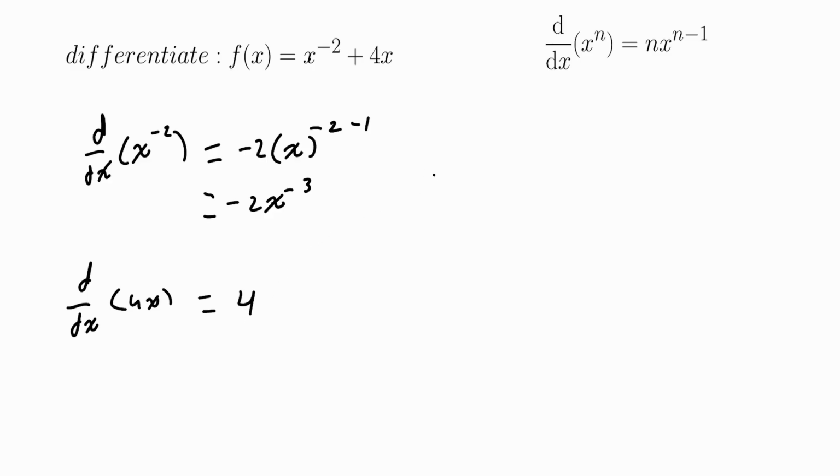And so if we bring it all together, we have f prime of x, which again is just the derivative, is equal to negative 2 times x to the negative 3 plus 4. Now, you can leave this as the final answer, and that's perfectly fine. But if you want to simplify it, we can turn our negative exponent into a positive exponent by reciprocating the exponent. So it's just going to be equal to negative 2 over x cubed and then plus 4.